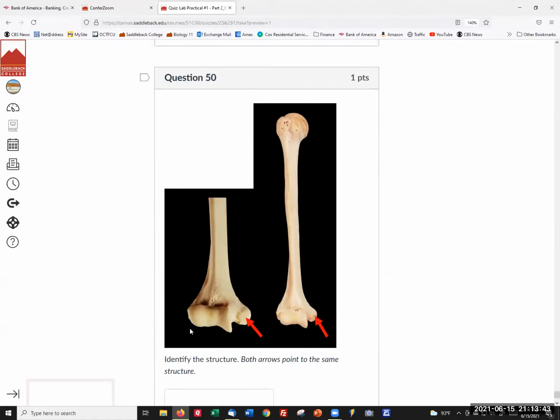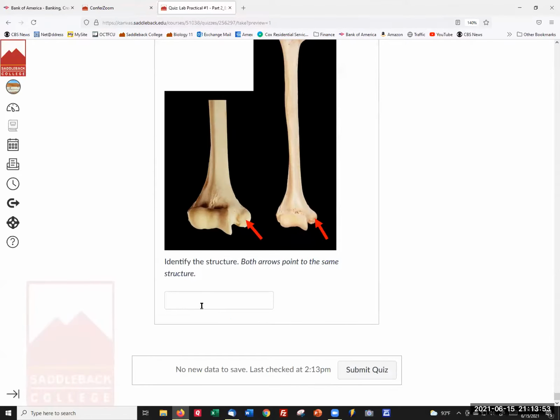And now the last question of your exam wants to know this structure out here. I pointed it out a moment ago. It's the distal end of the humerus, and that's the medial side here. How do we know? The capitulum articulates with the radius, and the radius is on the lateral side. So this is medial epicondyle. Different spelling.